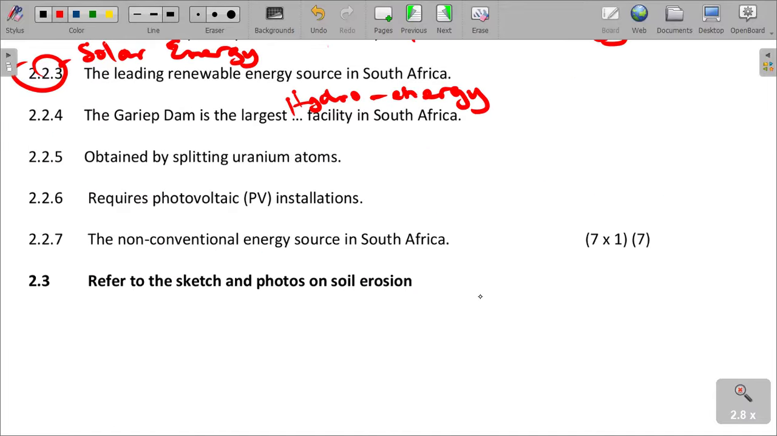And then the source of energy that is obtained by splitting uranium atoms is nuclear energy.